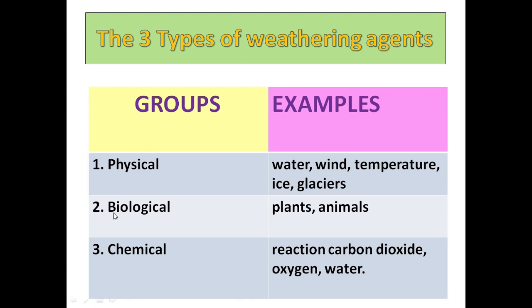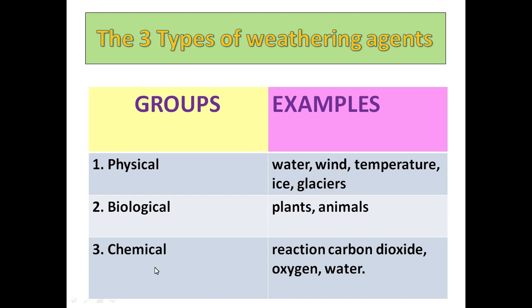The second group, number two, biological. These weathering agents, for example, are your plants and your animals. Plant roots grow into the cracks of the rocks, and as those roots get bigger, they break the rock particles. Animals, such as ants, urinate on those rocks, and the acid from their urine weakens the rock particles, which will eventually break them. You have cattle. The cattle are very heavy, so when they walk on the soil, rock particles will rub against each other and break.